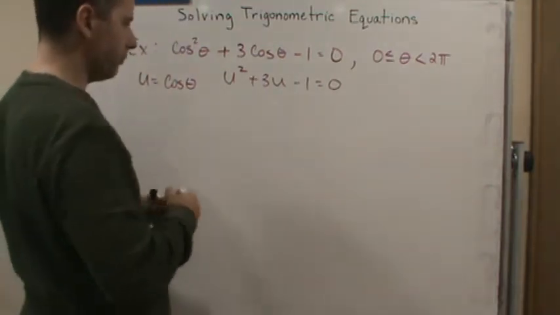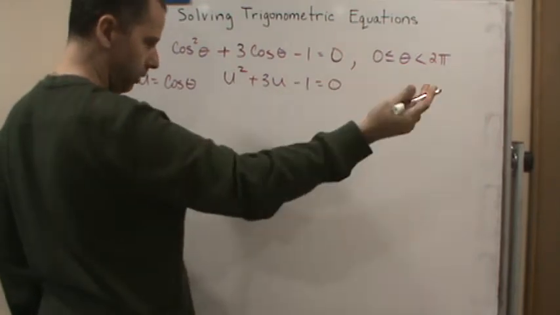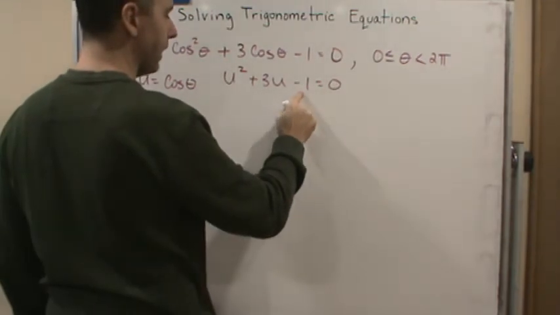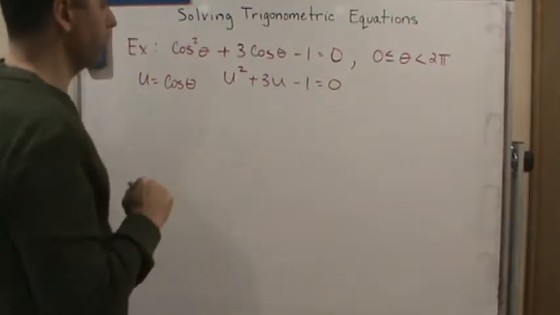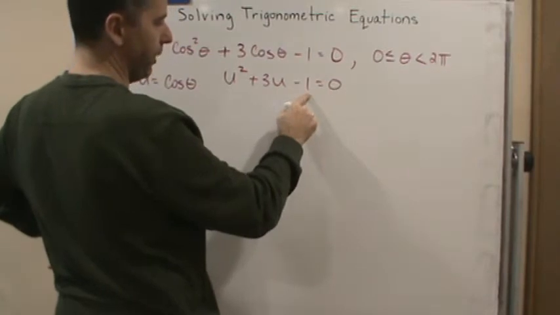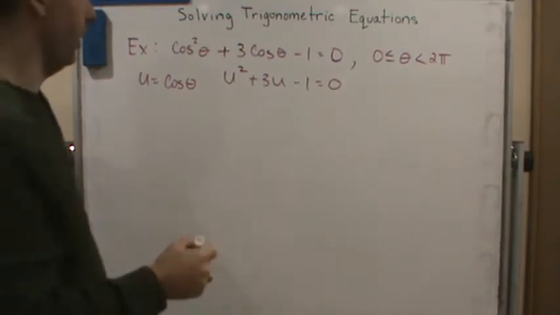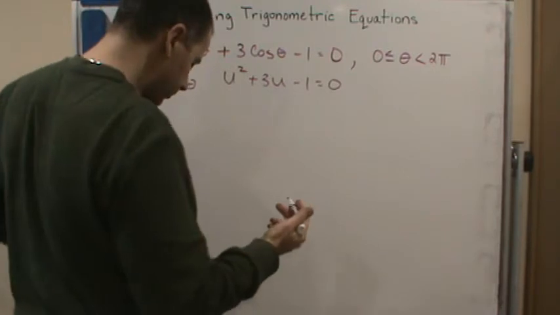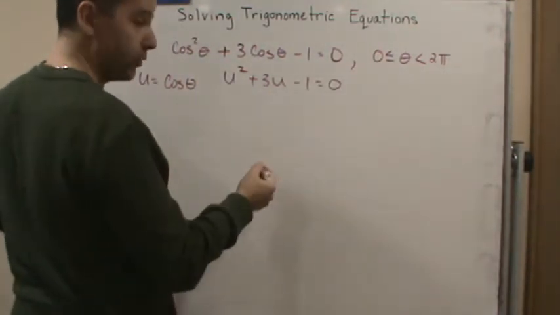So again, here's where I'm going to use the AC method, or excuse me. So I've got -1. Okay, looking at this, we want to find two factors of -1 that will add up to 3. Well, there are none. So guess what? This is not factorable using whole numbers or integers. So we're going to have to use the quadratic formula.